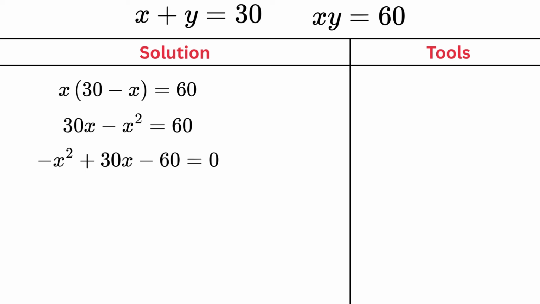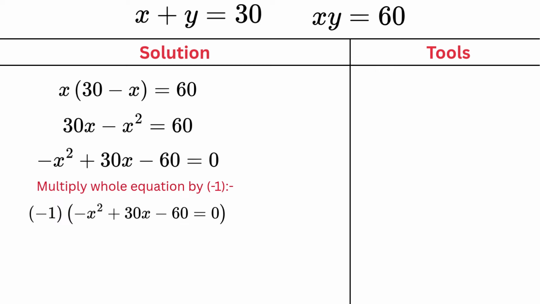Then from this equation, to make the first term positive, we multiply the whole equation by negative 1. So negative 1 times negative x squared becomes positive x squared. Negative 1 times 30x becomes negative 30x. Negative 1 times negative 60 becomes positive 60. And negative 1 times 0 stays 0. Now, the quadratic equation is x squared minus 30x plus 60 is equal to 0.